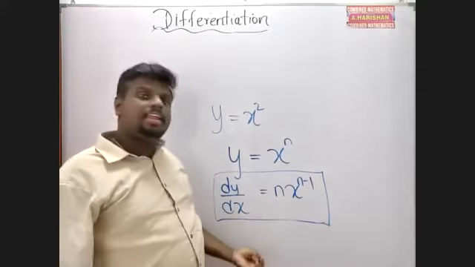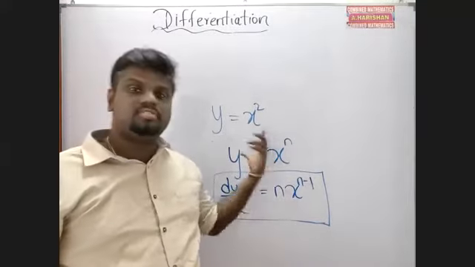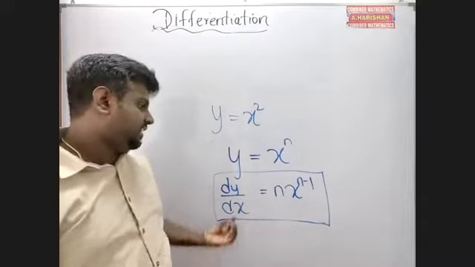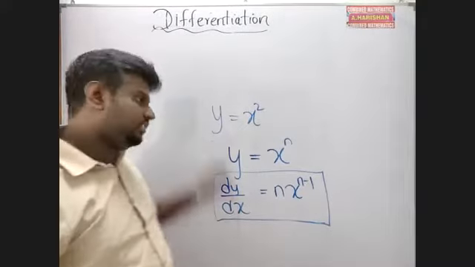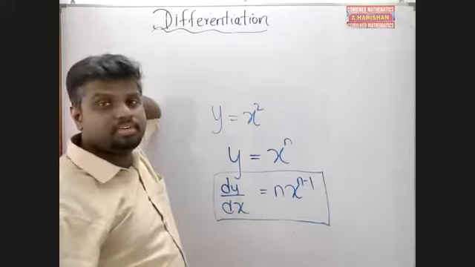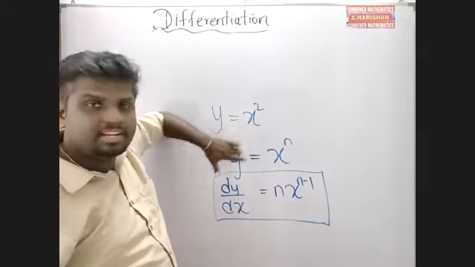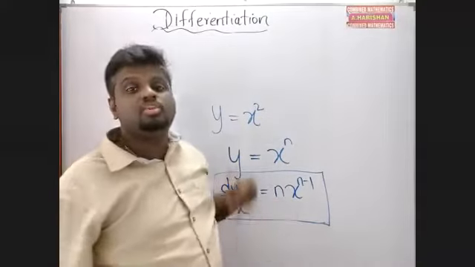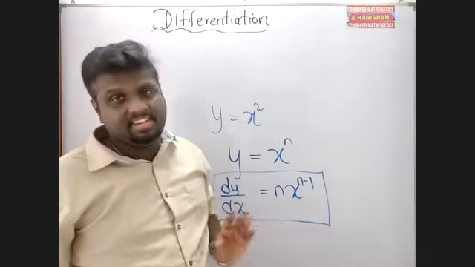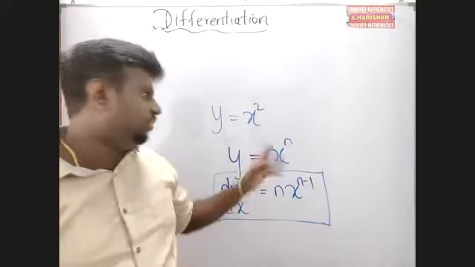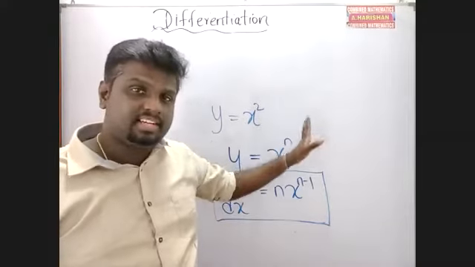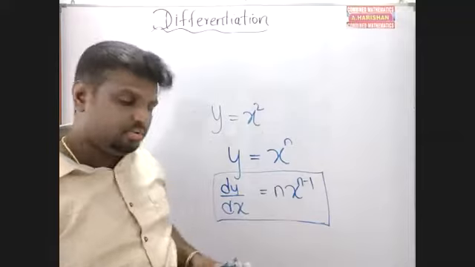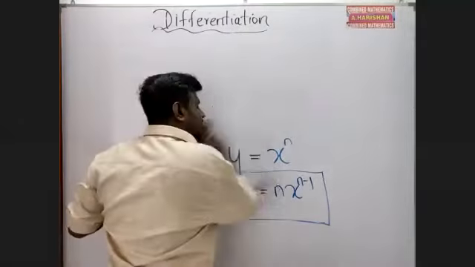So dy by dx equals n into x to the power n minus 1. That means you put the power number down and subtract 1. Using this formula, you are able to find the first derivative of x to the power n. Is it clear? Don't write now, I'll tell you when.